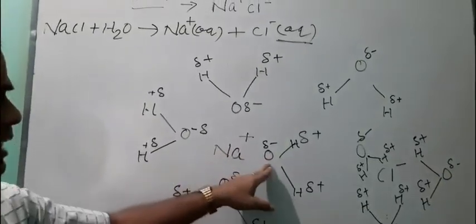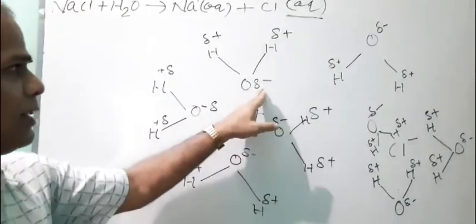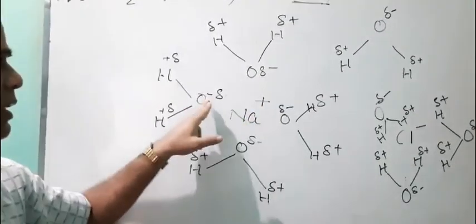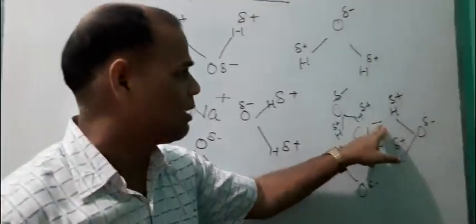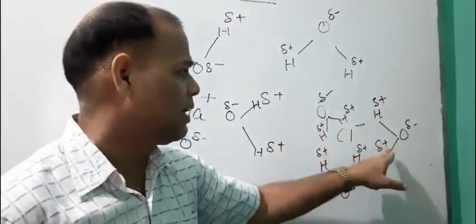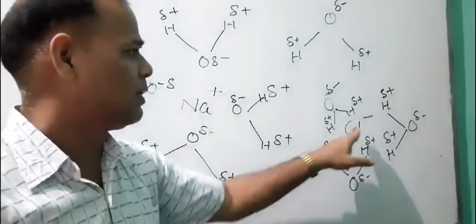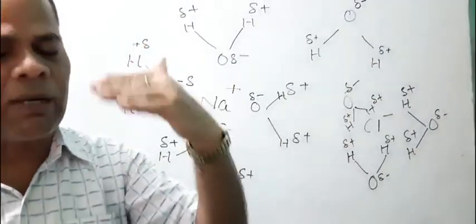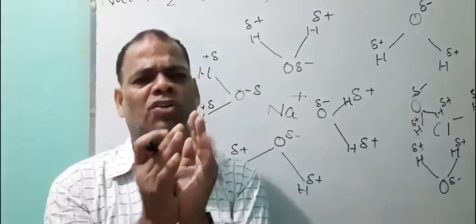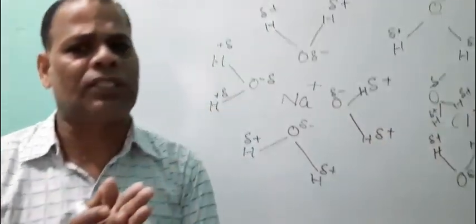An ion interaction takes place: positive ion, negative ion. Similarly, Cl minus, hydrogen plus. So Cl minus is completely surrounded by water molecules, and an ion interaction takes place.